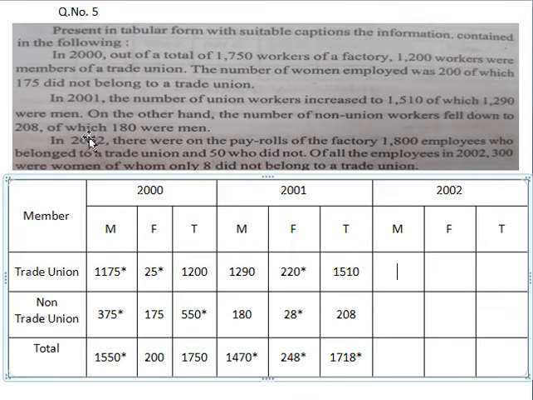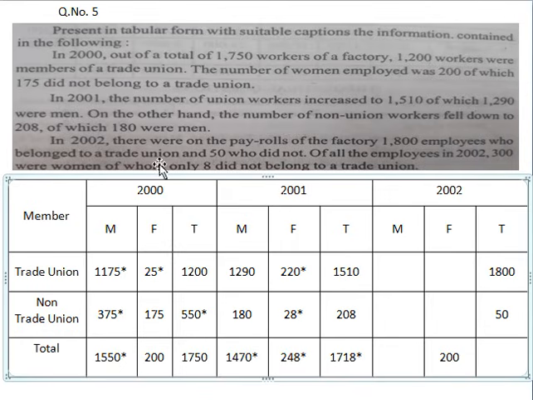Move to the 2002 now. There were on the payroll of the factory 1800 employees belonging to trade union. So in 2002, 1800 were, it is not given male, female. So it was payroll 1800 is trade union. And 50 did not. 50 did not means 50 is not trade union workers. Of all the employees in 2002, 300 were women. So total women is 200 in this 2002.